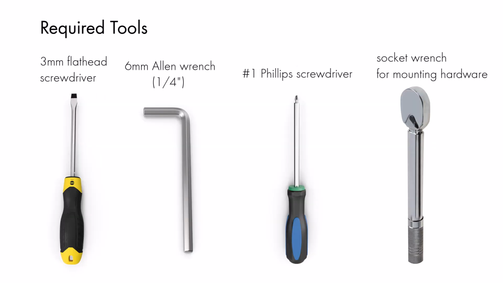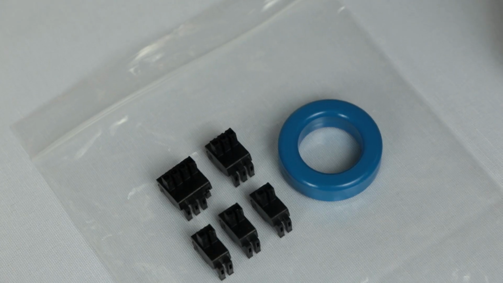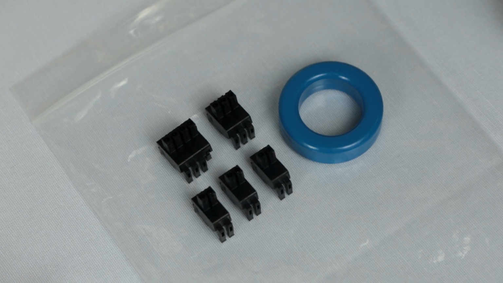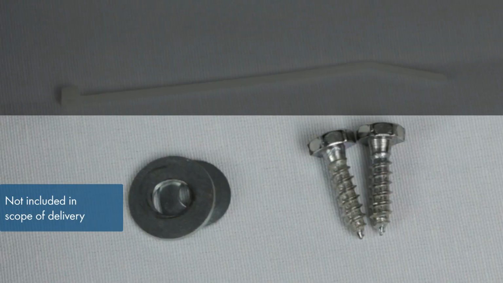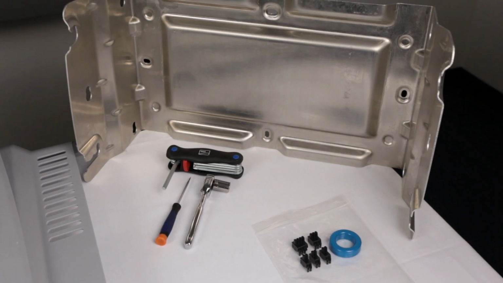Here are the required tools for the installation. Included in your accessories bag are these items and a zip tie. For an optimal installation, you will need to obtain these pieces for the mounting bracket, which is not included in your shipment. Let's begin with the mounting bracket.